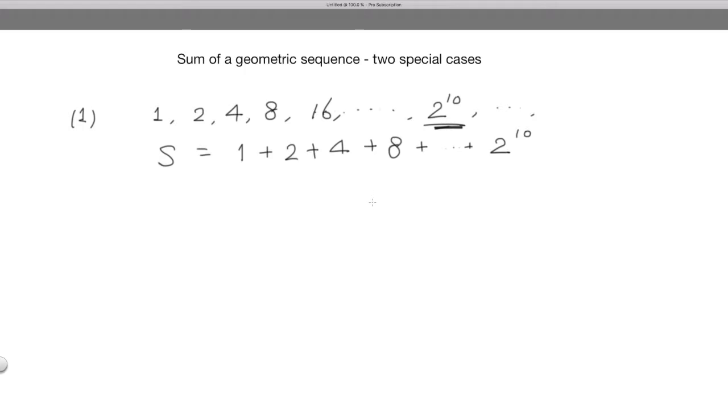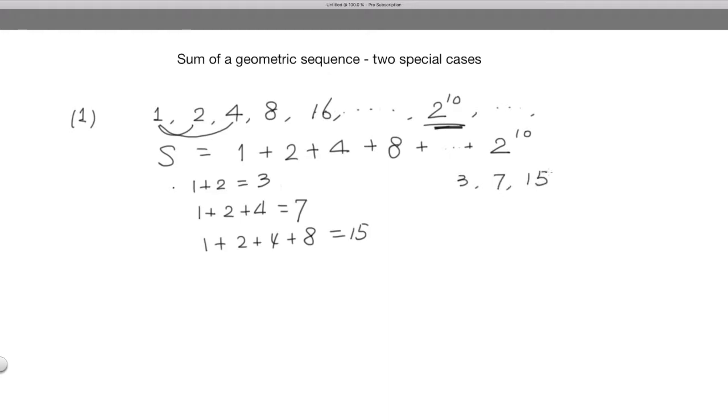How are we going to sum this up? One way is, of course, just brute force. And actually, this is not a bad way if you observe the pattern. Let's do the first sum. If we sum 1 plus 2, it equals 3. And how about the sum of the first three terms? 1 plus 2 plus 4 equals 7. 1 plus 2 plus 4 plus 8 equals 15. So if you write that down, it's 3, 7, 15.